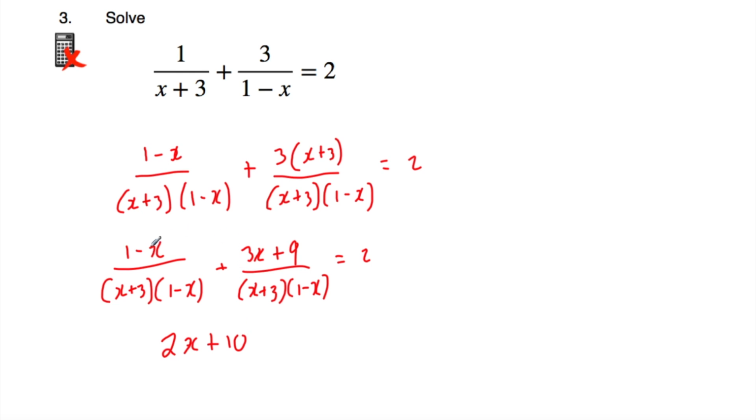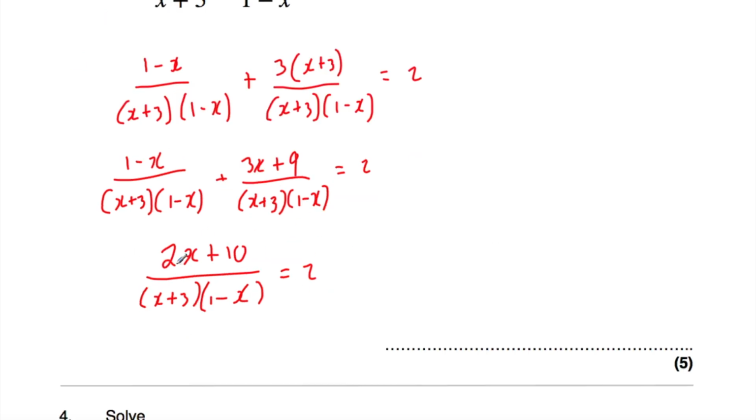So adding these two numerators together will give us 2x plus 10. And let's just check that. Minus x plus 3x would be 2x's, and 1 plus 9 is equal to 10. Okay, and then our denominator would be x plus 3, brackets 1 minus x, and then that's equal to 2. So we just added together those fractions. Now if we have a look here, we've got our algebraic fraction equals 2.